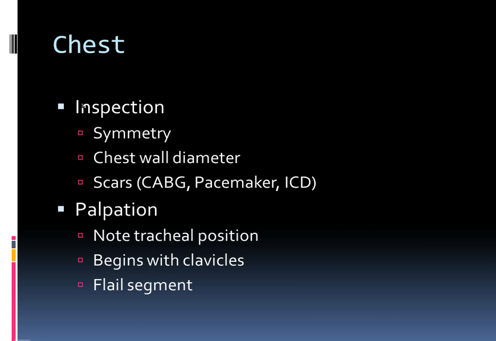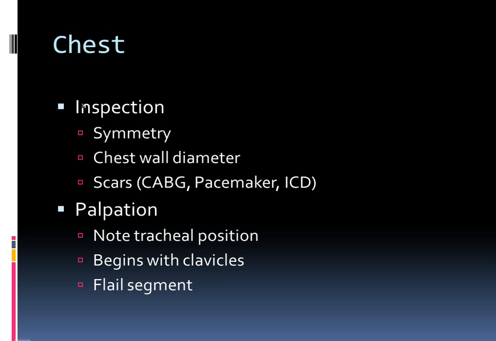All right, so we're looking at their chest. So symmetry. We need to make sure that their chest is actually rising and falling collectively, not asymmetrical. In other words, if we've got some kind of a flail segment, we need to make sure it's doing what it's supposed to do and it rises together. The chest wall diameter is very important for us to look at.